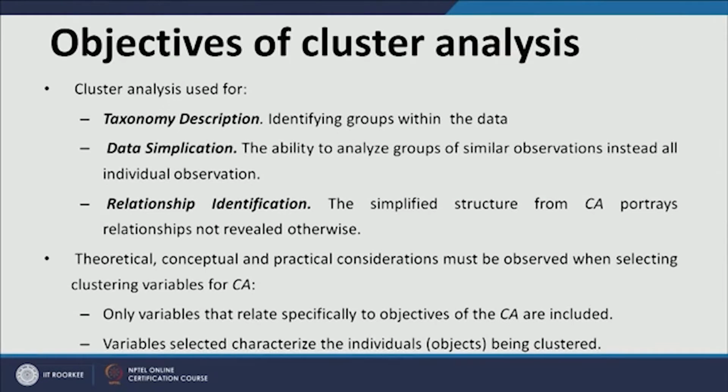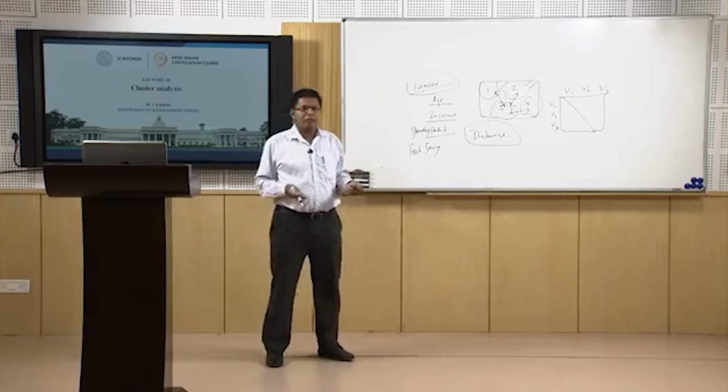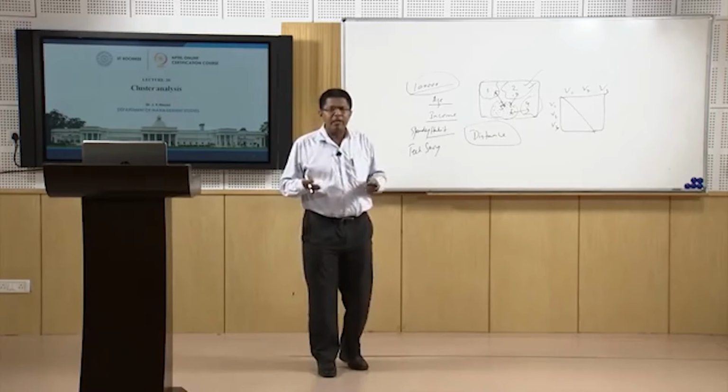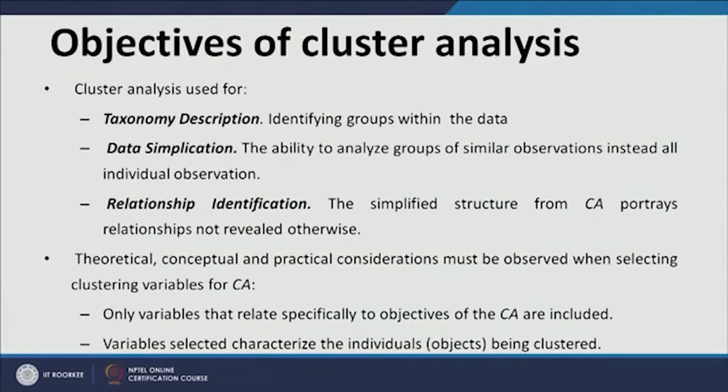So, what are the objectives? Taxonomy description, so identifying groups. Data simplification, the ability to analyze groups of similar observations instead of all individuals, which I said is very taxing and difficult, sometimes impossible. Then finally is relationship identification, where the simplified structure from clusters portrays relationships not revealed otherwise.